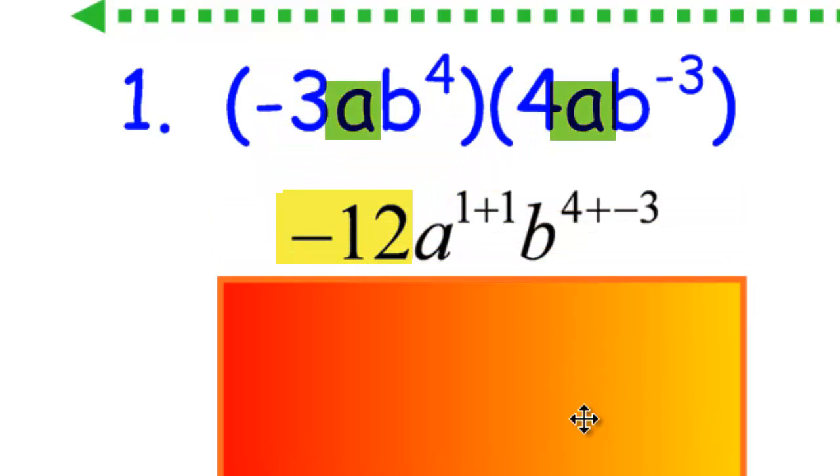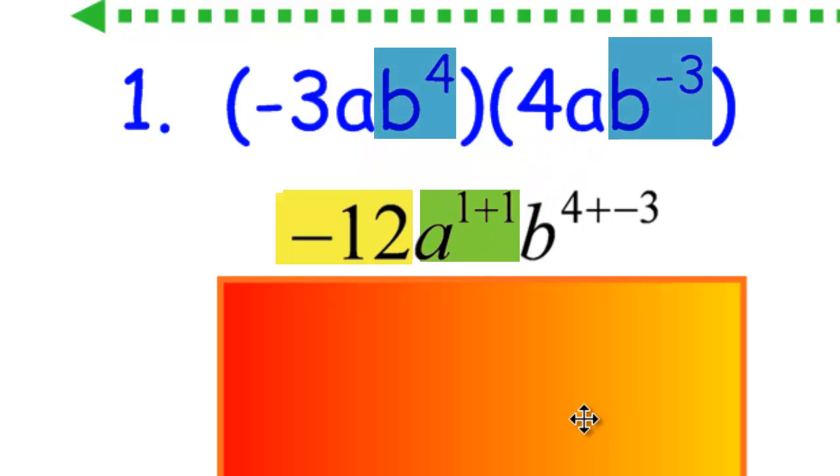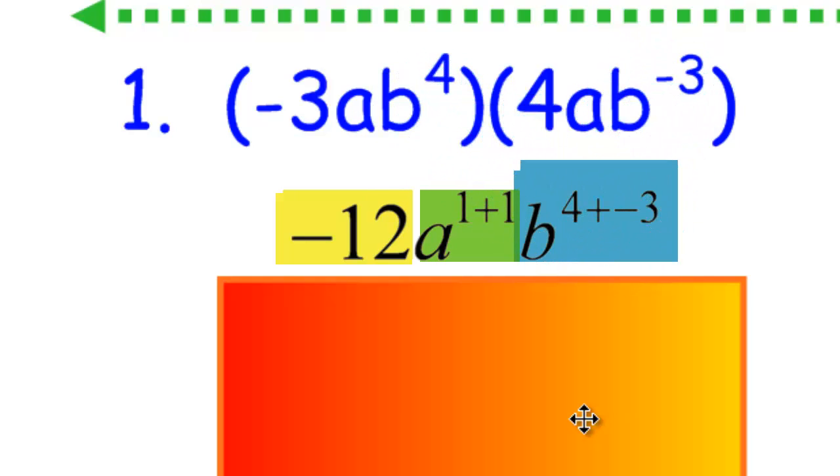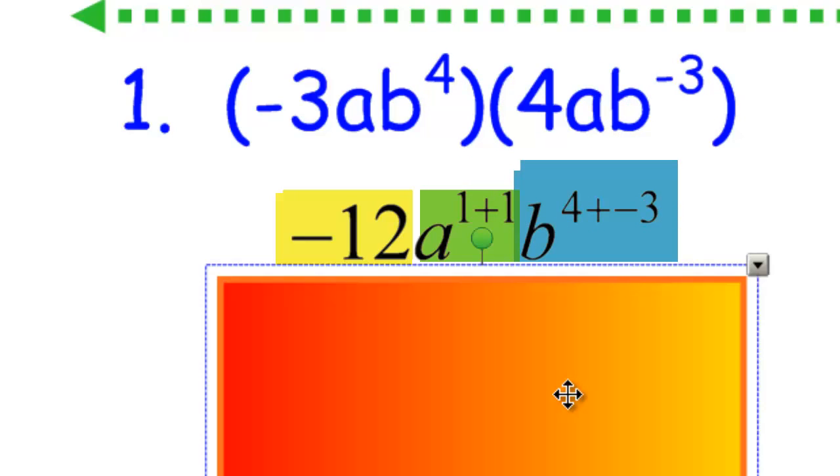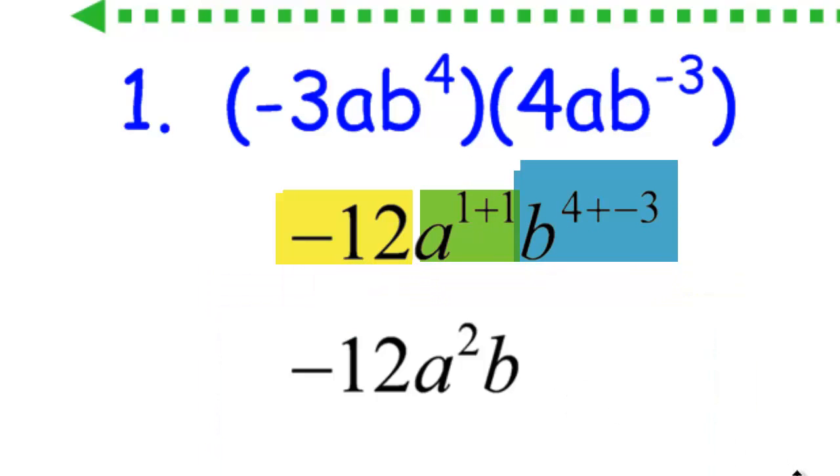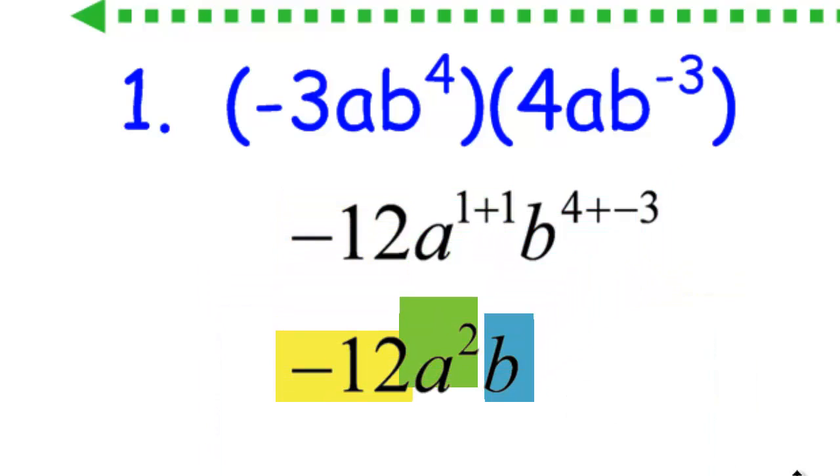Then I can look at a. Each of the a's has a power of 1, and my properties of exponents tell me when I have the same base and I'm multiplying, I add the exponents. The same is true for b. I have the same base raised to two different exponents, so I add the exponents. So my final answer is negative 12a squared b to the first power.